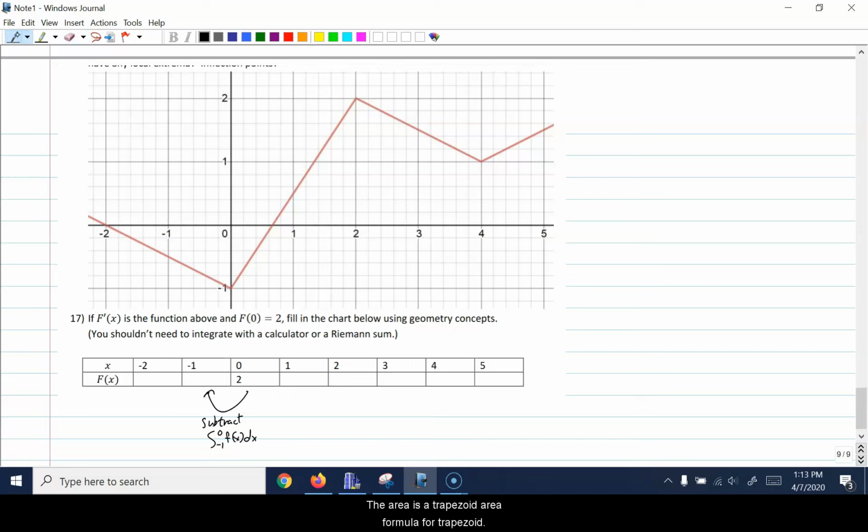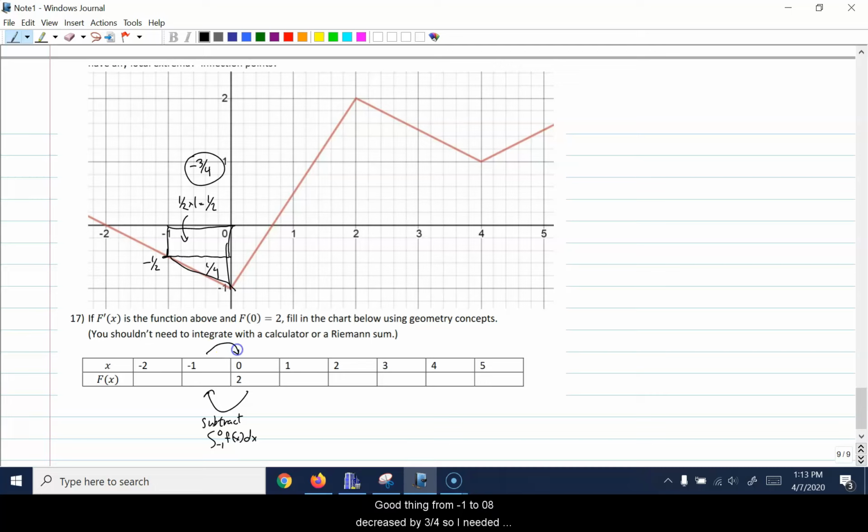The area is, this is a trapezoid. There's a formula for a trapezoid. I guess maybe it's easier if I cut it up into a rectangle and a triangle. This rectangle is 1/2 by 1, an area of 1/2. This triangle is half of that area, so it's 1/4. So this integral is negative 3/4.